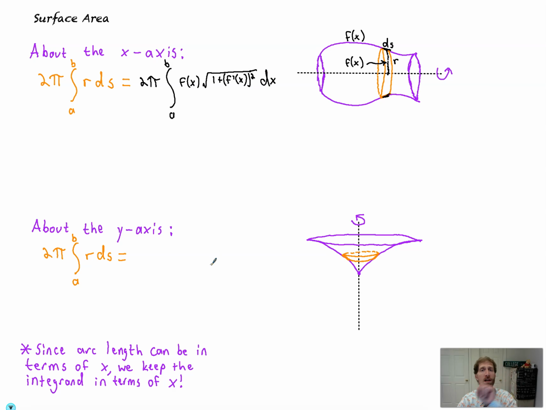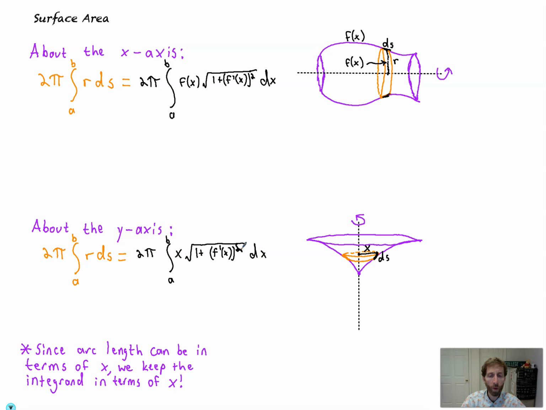Now, if you were to revolve this thing about the y-axis, vertically, what changes here? Well, what doesn't change is that that's still ds. Your radius, if we keep things in terms of x, is just x minus 0. It'd be the distance from the curve to x equals 0, which would just be the x distance. So if we translate 2 pi times the integral from a to b of r ds, that's 2 pi times the integral from a to b of x times the square root of 1 plus f prime of x, all that quantity squared, and of course you've got your dx.